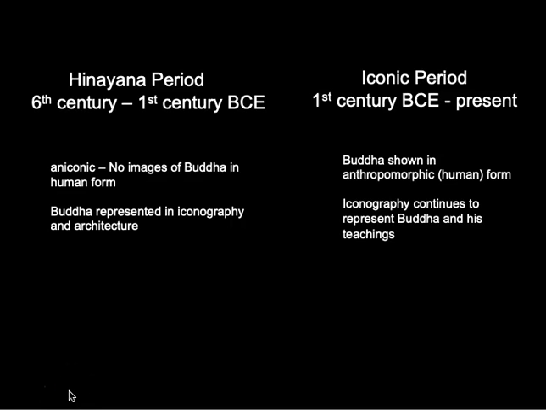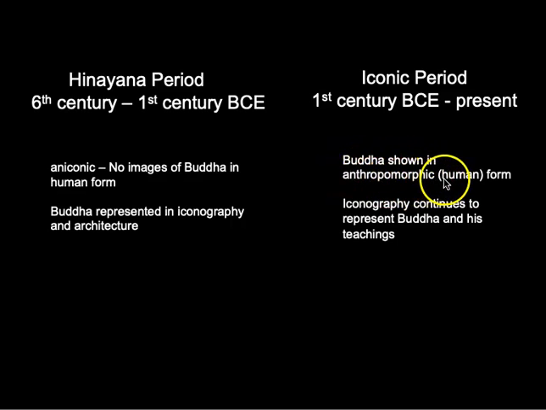So for our module on Buddhist art and architecture, we have been looking at a lot of aniconic artworks, meaning that there were no images of Buddha in human form, and that aniconicism ends in the 1st century BCE. And historians refer to this breaking or change of visual traditions as the beginning of the iconic period, in which Buddha is shown in human form, or the anthropomorphic. That's a fancy word for a creature with human characteristics.